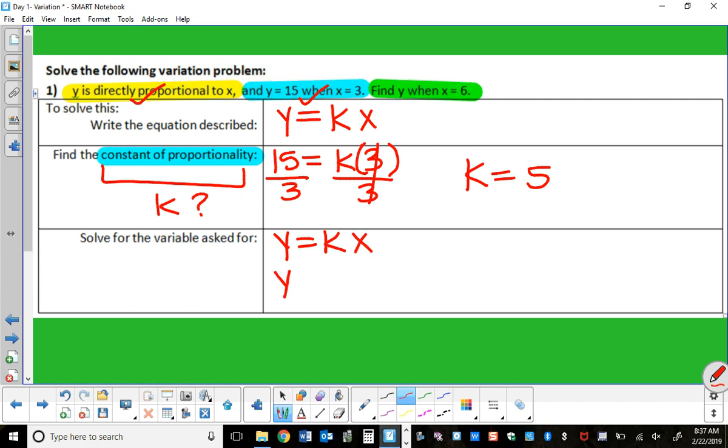So my equation is y equals k times x. It says to find y, so I don't know it, when x is 6. So my x is 6, and what's my k? 5. So I have y equals 5 times 6, which is what? 30. So my final answer is 30. What we are doing here is we are reading to make an equation. You plug in your first set of information to find your k, and then you're finding your final answer based on the variable they want you to find.